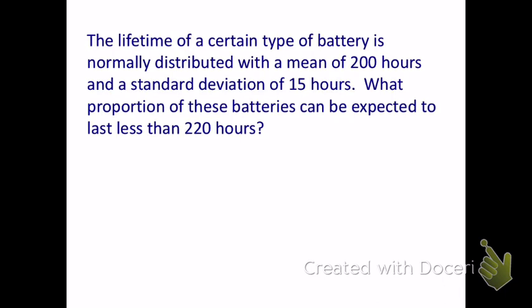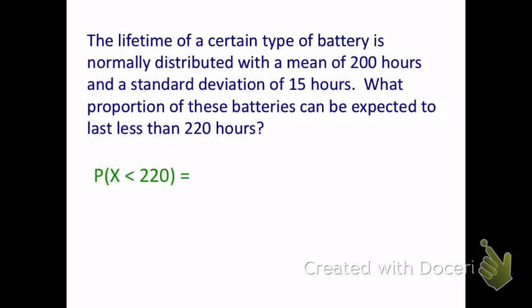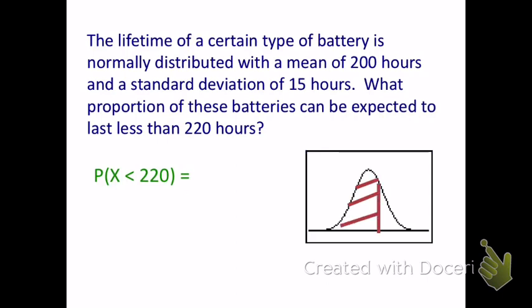The lifetime of a certain type of battery is normally distributed with a mean of 200 hours and a standard deviation of 15. What proportion of these batteries can be expected to last less than 220 hours? So my probability statement: lasting less than 220. If I were to draw a picture, it's going to be less than 220. My mean is 200.